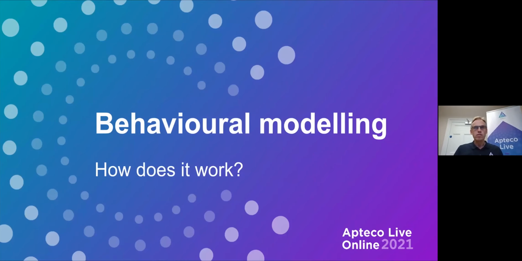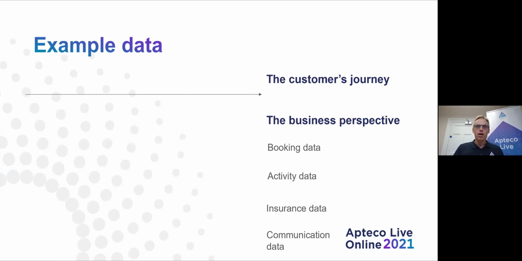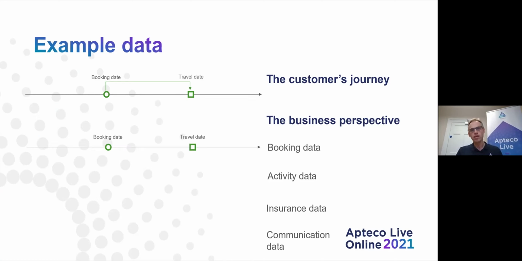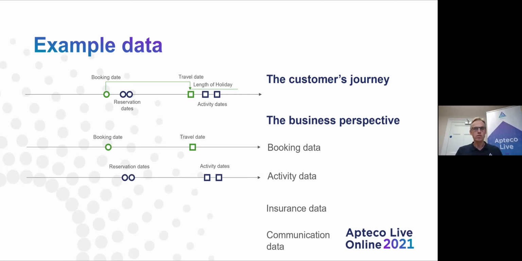So let's see how this works, and I'll go on to a demo in FastStats. As I've said, we're going to be looking at a holidays example taken from our fictitious holiday business, and each booking record in our database has a booking date for the associated travel date. There's also now activity data in this database where some customers reserve activities for their upcoming holiday. Some customers also take out insurance in advance of the travel date. And then there's also the outbound communication data, and the challenge is to time this so that it's appropriate to the customer's journey.